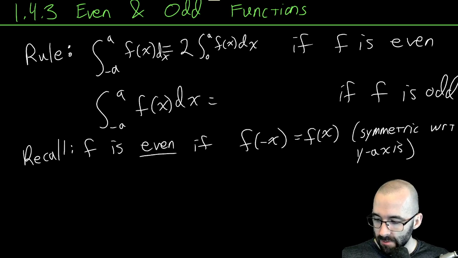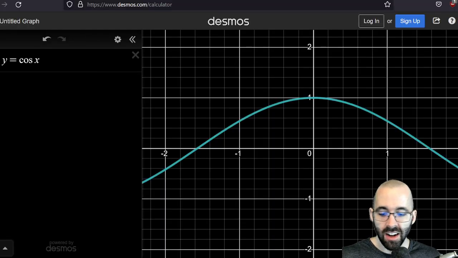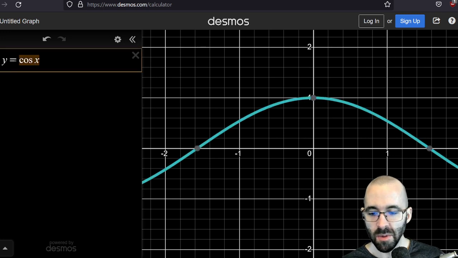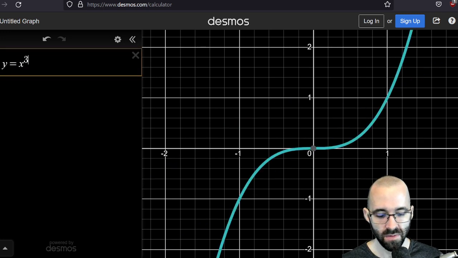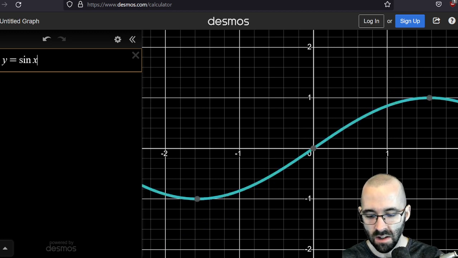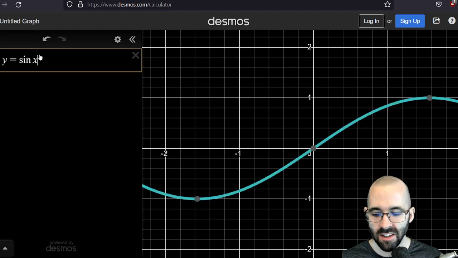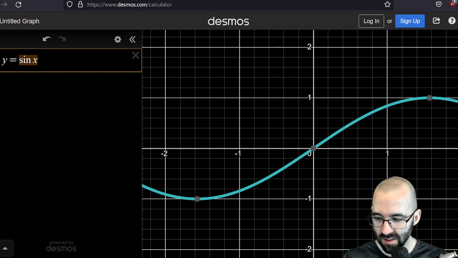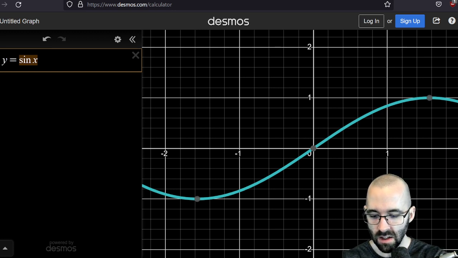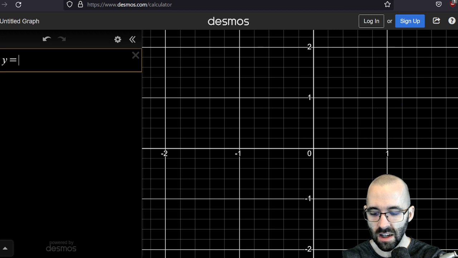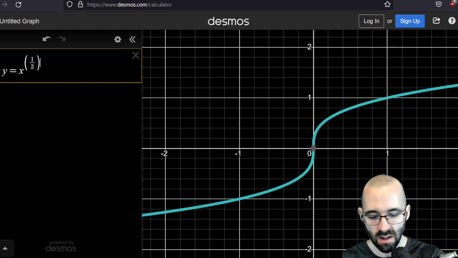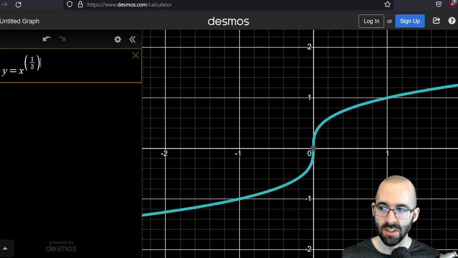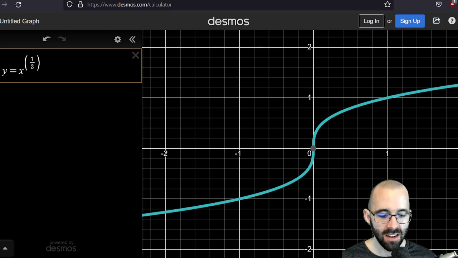All right. And then again, if something is odd, the formula is even nicer. Let's look at some examples of odd functions. X cubed. So on the left, it's just the negative version of what's on the right. Sine of x. On the left, it's just the negative version of what's on the right. Or the cube root of x. How about that? Well, on the left, it's another odd function. On the left, it's just the negative version of the right.